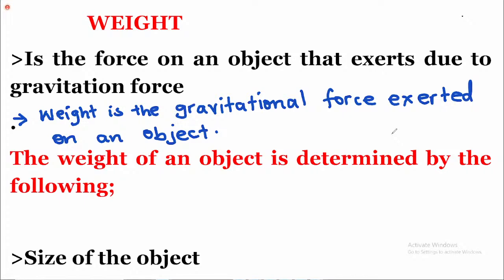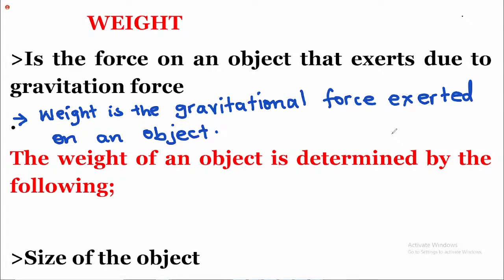We know that the force of gravity is the force that pulls objects towards the center of the earth. Like when you throw a stone up, the stone comes back to the ground. So the force that pulls the objects which are thrown in air back to the ground is what we call the gravitational force. If that force is exerted on an object, it is termed the weight of an object. Weight is the gravitational force exerted on an object.